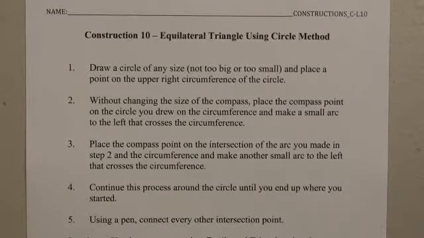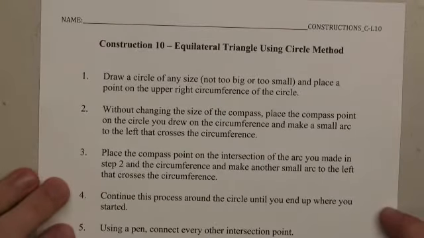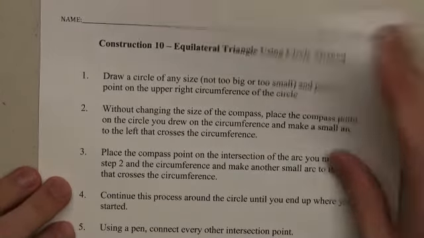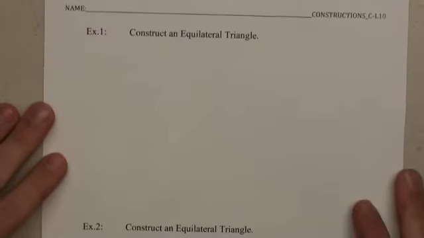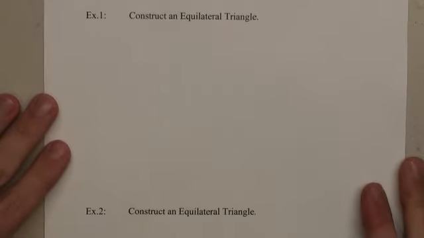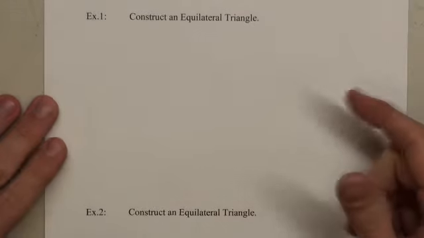Now we're going to do an equilateral triangle again, but we're going to use something called the circle method. And this one, you're going to see, looks pretty cool when you're done with it. So I'll show you how to do it right now. You have to construct an equilateral triangle. Sometimes they say to use the circle method, sometimes they just say construct an equilateral triangle. Then you have a choice.